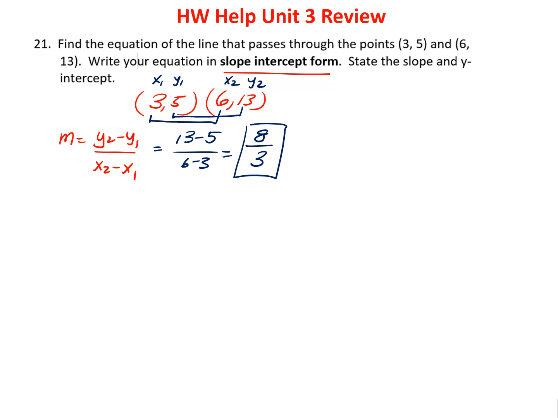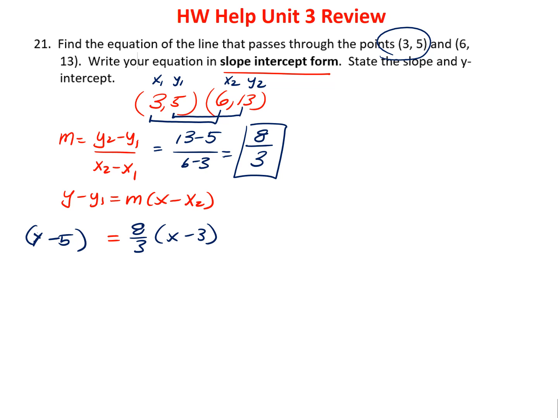Now, I can't go to the slope-intercept form because I don't know the intercept. So my first step is going to be to go to the point-slope form. Okay. So y minus y1 equals slope times x minus x1. And so I'm going to use here my slope, 8 over 3, and my y, I'm going to pick one of these points. Well, I'm going to pick the smaller point. So I'm going to put y minus 5 equals 8 over 3 times x minus 3.